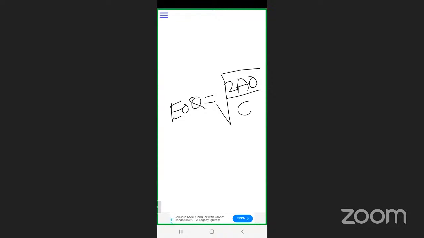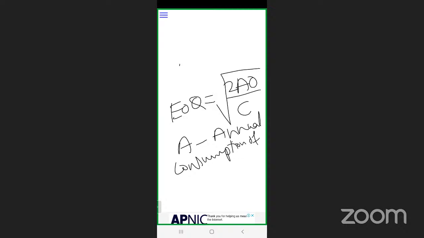Under root of 2AO by C. So let us see this formula in detail. A stands for the annual consumption of spare parts. In the example which we dealt with earlier, A was 10,000 units of consumption of spare parts. O is the ordering cost per order. So whether I have to order 100 units or 10,000 units, it costs me the same.